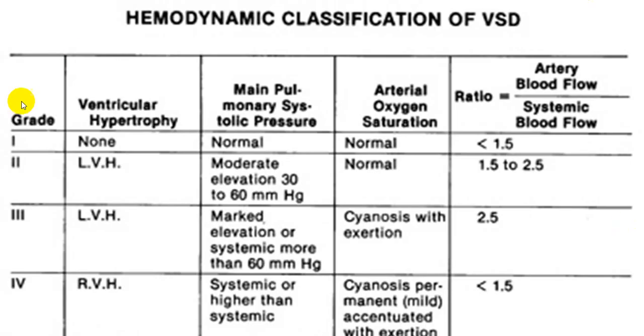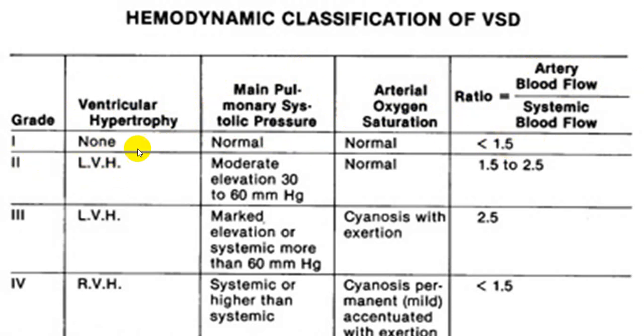By and large they utilize this: grade 1, grade 2, grade 3, grade 4. This is the hemodynamic classification. Depending upon the size, you will have different gradings producing hemodynamic changes. In grade 1, there is hardly any ventricular hypertrophy. The main pulmonary systolic pressure is normal. Oxygen saturation is normal. And the pulmonary to systemic blood flow ratio is less than 1.5.